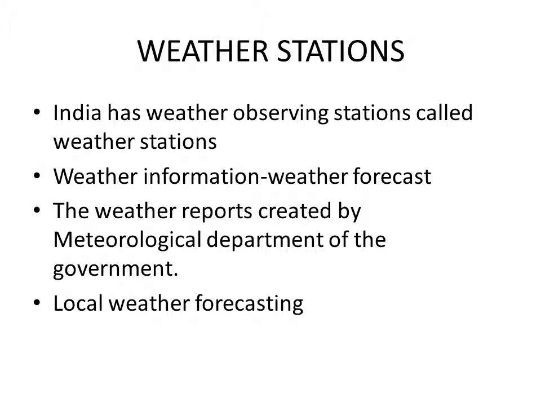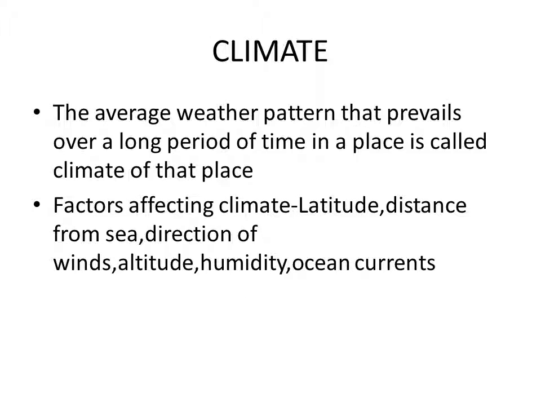Nowadays, weather forecast is often very accurate. It is also very useful for most people like farmers, tourists, businessmen, navigators, fishermen, etc. in their day-to-day activities. Now let's learn what is climate. The average weather pattern that prevails over a long period of time in a place is called the climate of that place. Like in the Thar Desert, it is hot, while in a place like Manali, it is cold. There are various factors affecting climate.